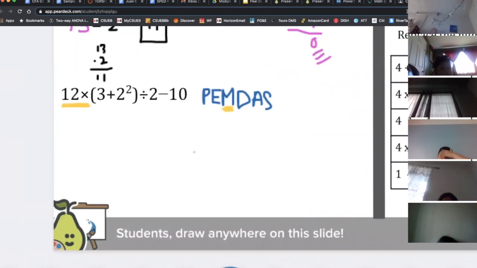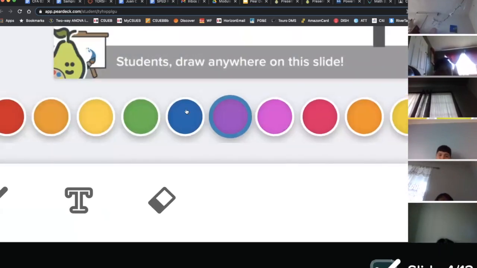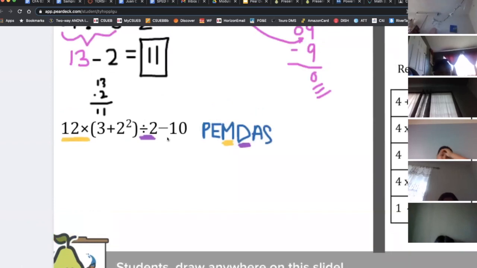Now I'm going to use purple. What else do we have? Division. We have division. Okay. I'll put that in purple and I'll underline the D. Okay. Subtraction. Okay. So we have subtraction. I'll put that in green and I'll put it underneath the S.